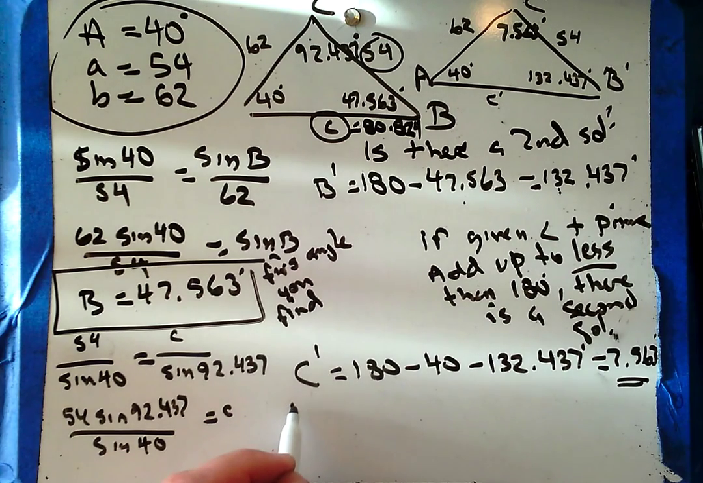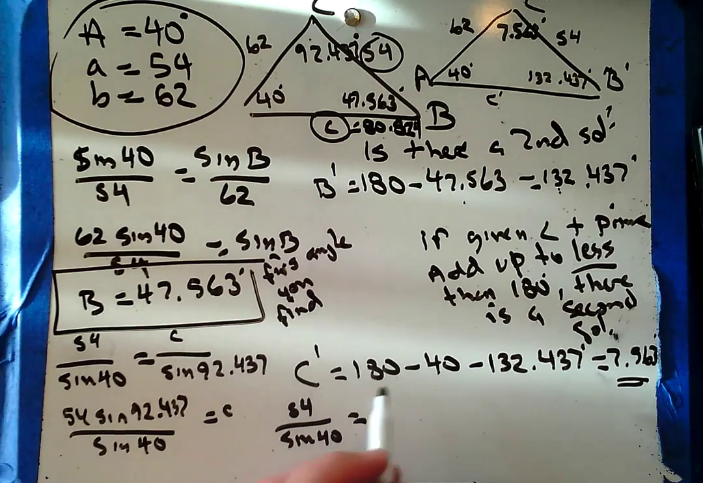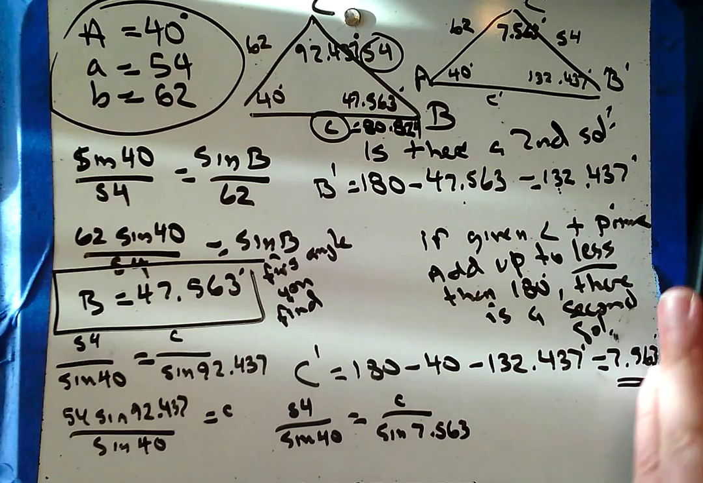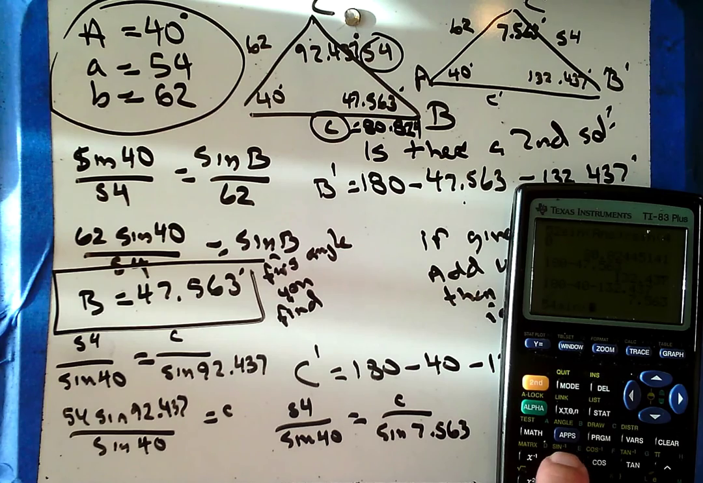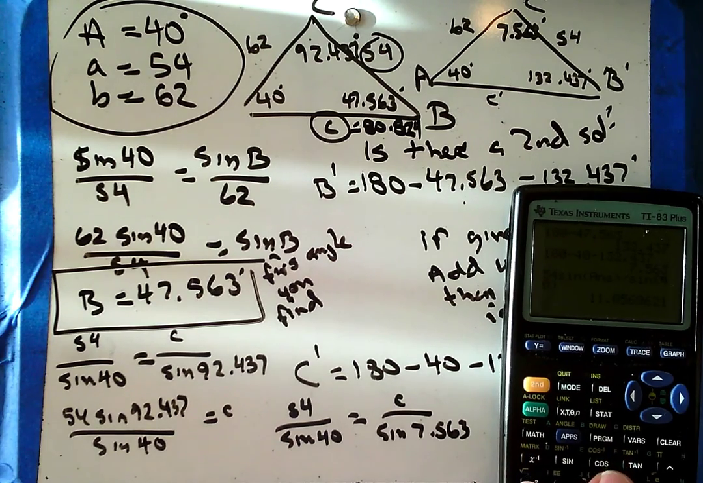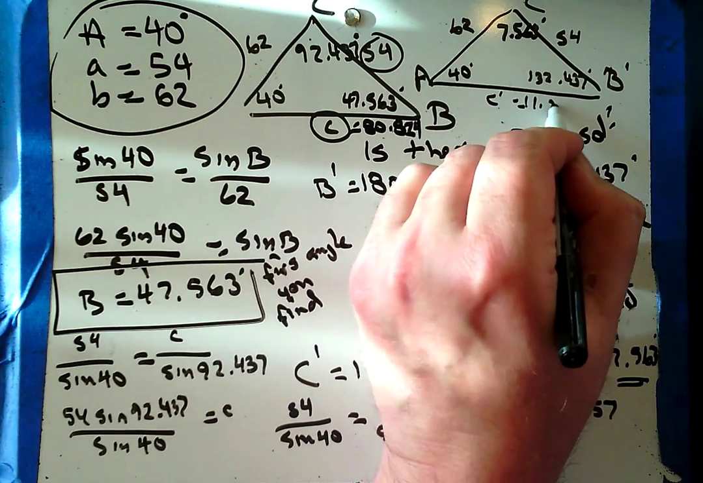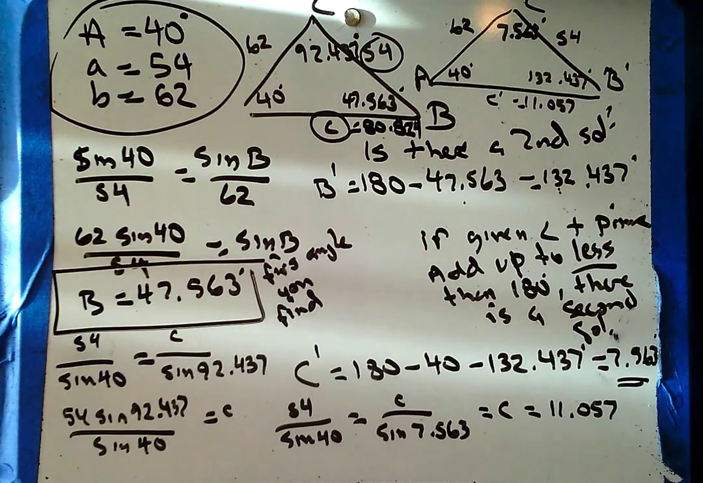So I'm going to say that 54 over sine of 40 equals little c over sine of 7.563. I'm going to multiply both sides by the sine of 7.563 to get c by itself. 54 sine of that answer, close those parentheses, divided by the sine of 40, and I get 11.057. Little c equals 11.057. Okay, so that's two solutions.